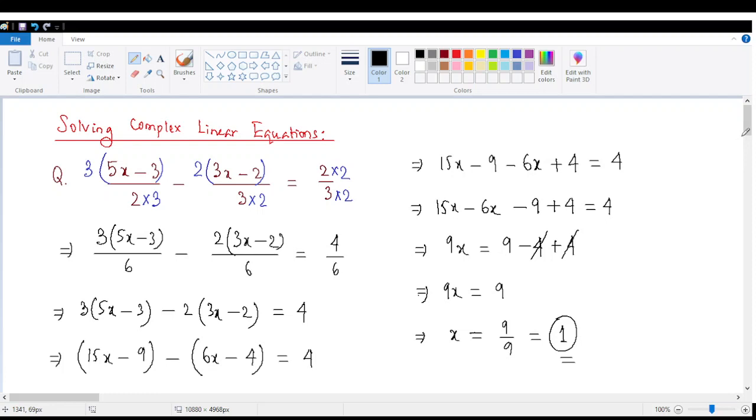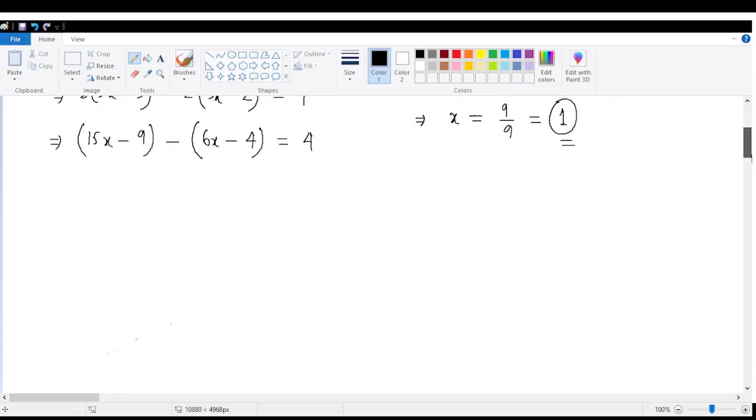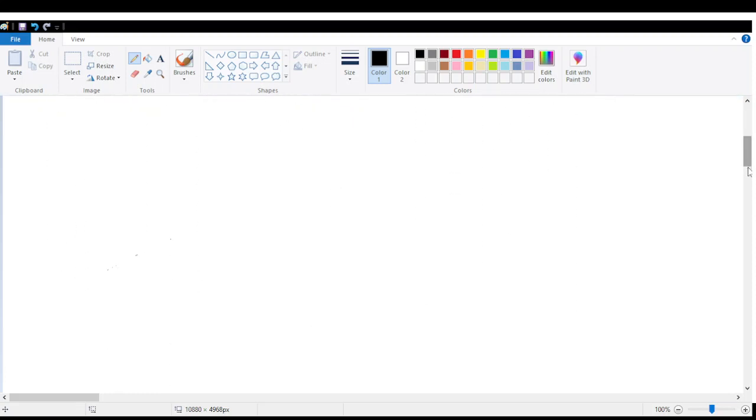And as soon as you get the solution, try to see if you have got the right answer. If not, where did you make the mistake? So we are going to the next question of the complex fraction now. Here we are on the next question, another complex linear equation. A complex linear equation is given to us.